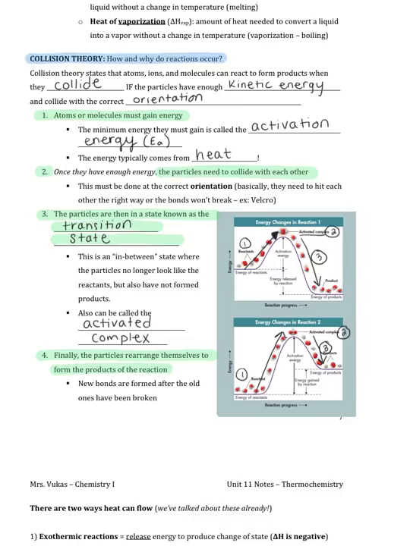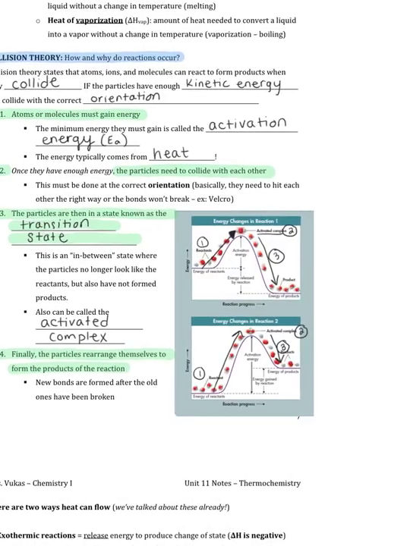The difference between these two graphs is that in this first graph up here, you can see that there is an overall loss of energy because it's releasing a lot more than it's gaining. So we know that this graph is exothermic.